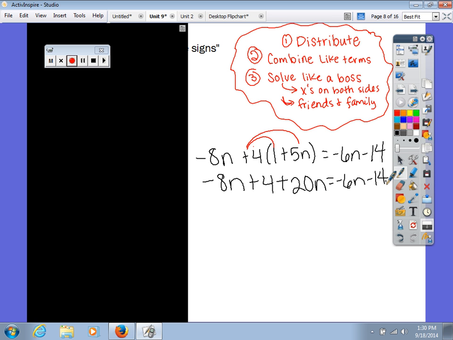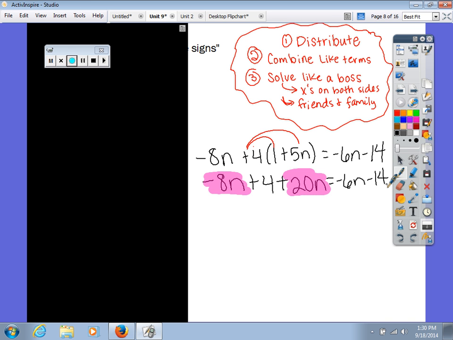Now we're in step 2, combine like terms. Are there any like terms on this side of the equation? Yes, because there's 2 n's. So I'm going to go ahead and highlight. This time I'm going to do pink because pink's pretty. So I'm going to highlight negative 8n, highlight 20n. All right, and is there any like terms right here? Nope.